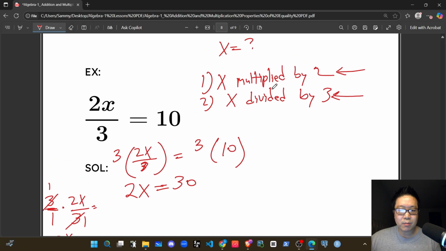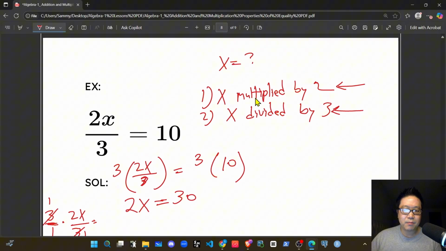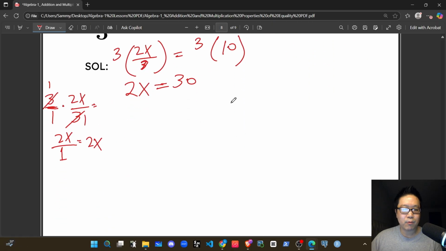Now we have to do the other part, which is the opposite of x being multiplied by 2. The opposite of x being multiplied by 2 is to divide by 2, right? So let's go ahead and do that. We're going to divide by 2 on both sides. Once again, you have 2x over 2. These cancel out, it's just 1. So therefore, what you're left with is just x. So we have x equals 30 divided by 2, which is actually 15.